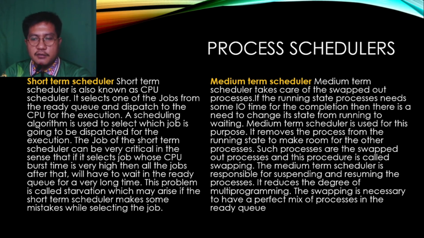So the medium-term scheduler is responsible for suspending and resuming the process. It reduces the degree of multi-programming. The swapping is necessary to have a perfect mix of processes in the ready queue. So when a current job requires additional input, additional resources, or a specific output device, this job will be swapped for the next job.